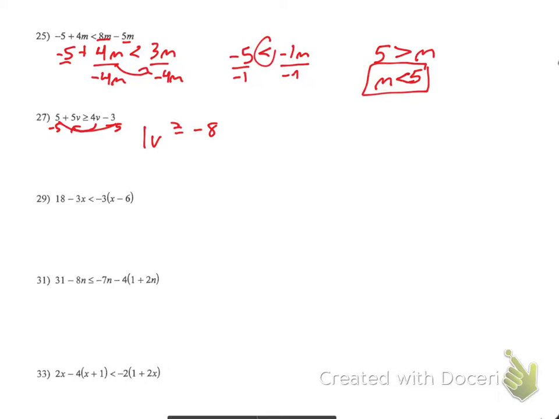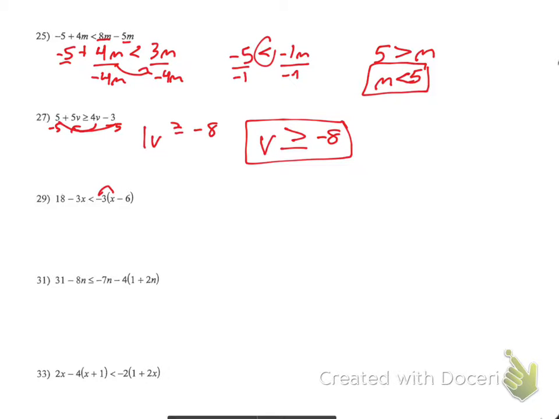So when I just have 1v is greater than or equal to negative 8, that's just like saying v is greater than or equal to negative 8. That one was pretty easy. Just double check my work here. And that looks good. All right, 29.